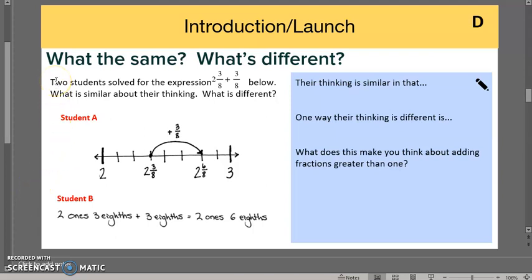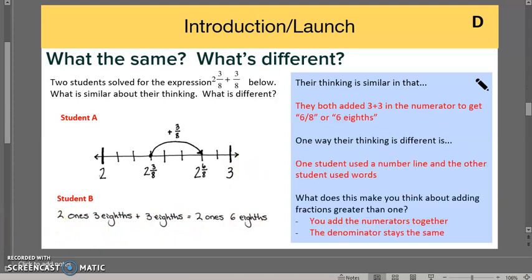Here is an example. 2 students solved for the expression 2 and 3/8 plus 3/8 below. What is similar about their thinking? What is different? You can take a chance to pause the video, write your responses, and then we will resume. I'm going to move on to the next slide.